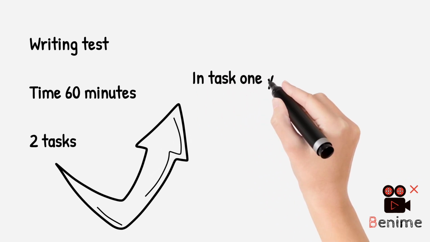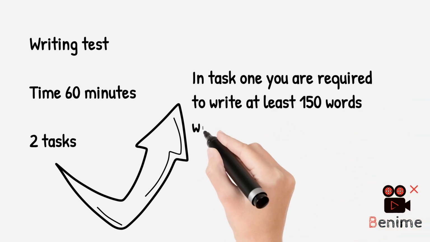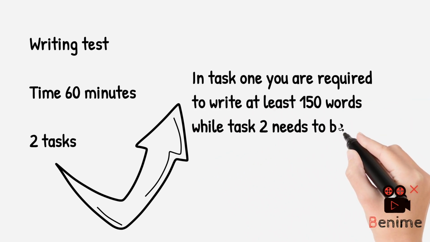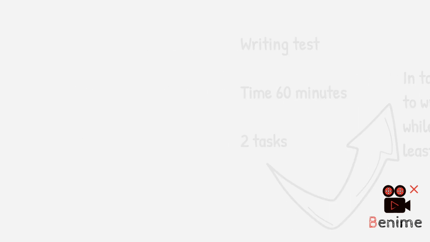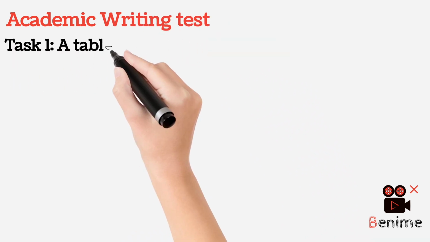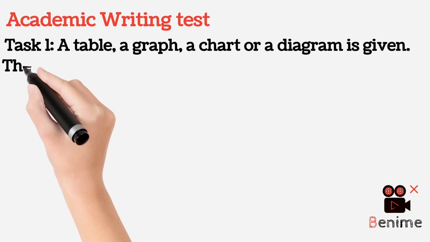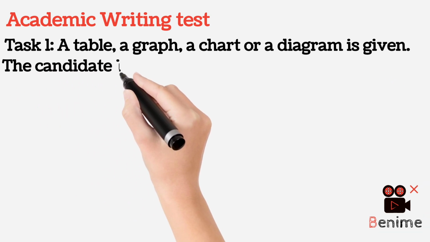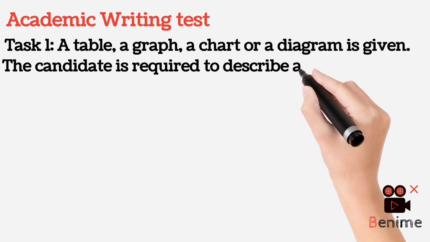Now, if you talk about the writing test, again, your writing test will have 60 minutes and 2 tasks will be given. In task 1, you're required to write at least 150 words, while your task 2 needs to be at least 250 words. And this is for the ones who will be taking the test, 2 tasks will be there for the writing test.